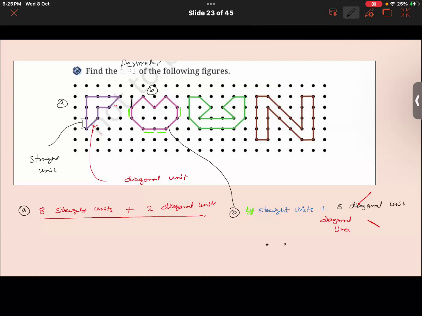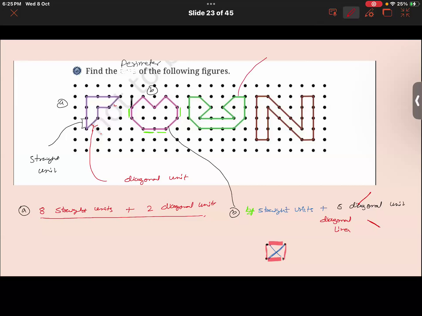Keep in mind that a diagonal unit is the one that joins the dots like that. This is a diagonal line. That is a diagonal line, right? While the one in the red color is a straight unit. That's a straight line simply. This one is also a straight unit. Hope you understood that. Okay, now tell me about the third figure quickly.